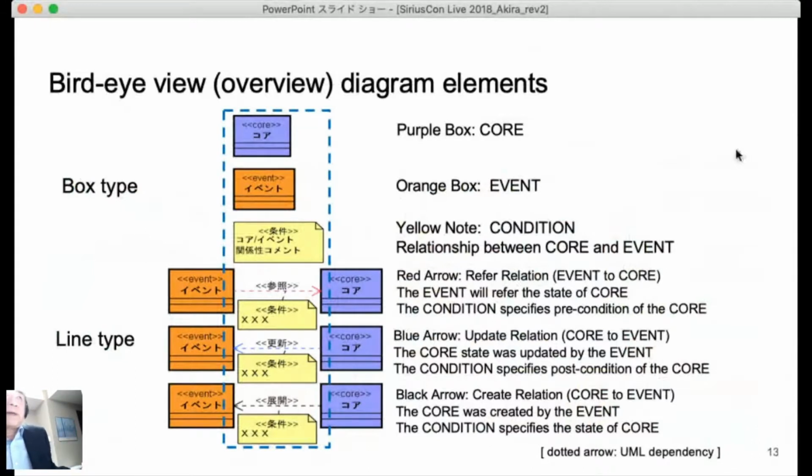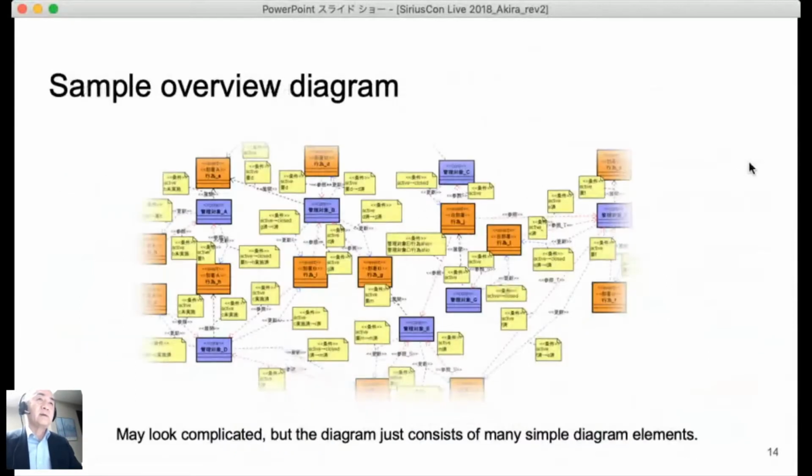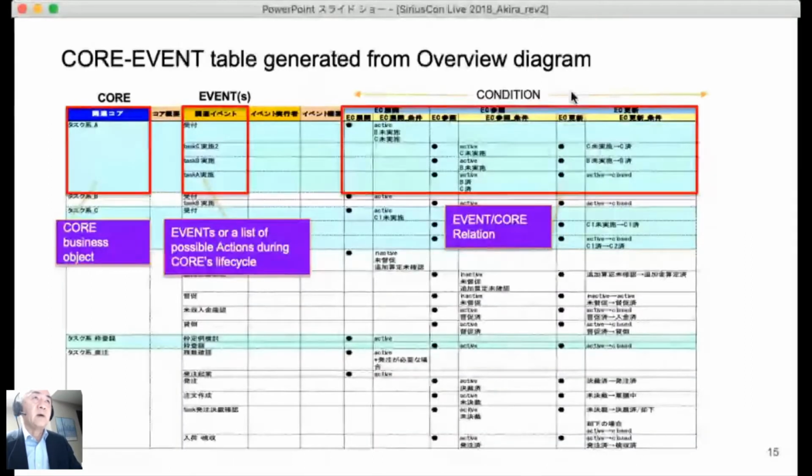This is the sample overview diagram. Overview means business analysis model. It may look complicated, but the diagram itself just consists of many simple diagrams. And from that diagram, the core event table is generated.